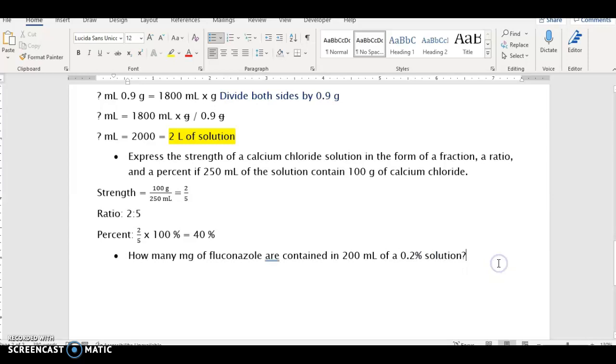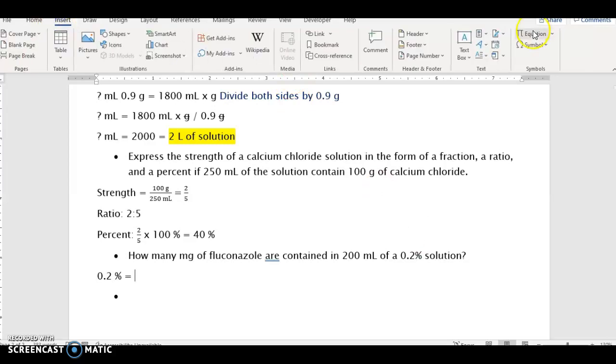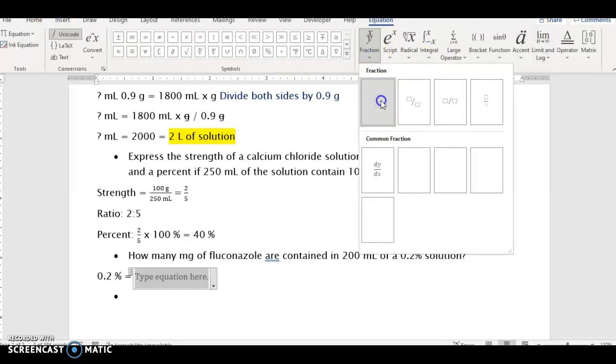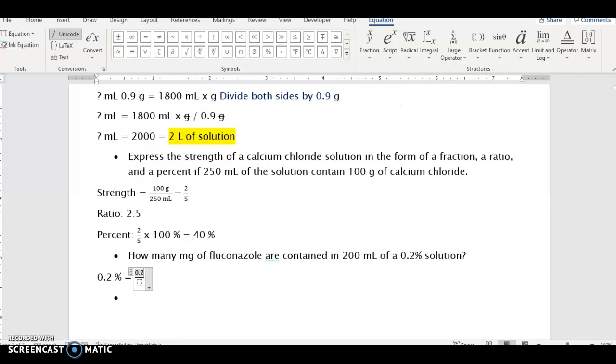Which means that when we use the strength there, let's go ahead and write it as a fraction. So 0.2%, when written as a fraction, is equal to 0.2 grams over 100 milliliters. So remember, in cases of solutions of dry solutes, the units for the amount of solute are always in grams, even though the problem is asking for the number of milligrams of the drug.